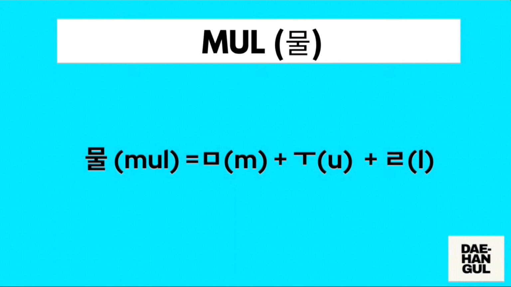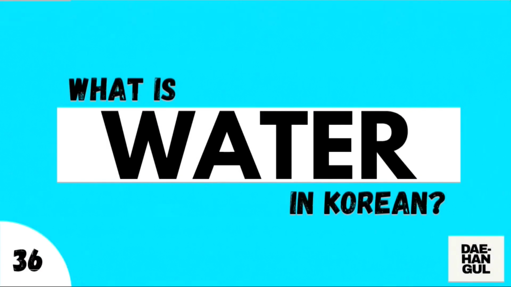How do we write 물 in Hangul? This is very simple because it is composed of just one syllable and just 3 characters. The first character is mieum, the second character is u, and the third character is rieul. And then we just need to combine all these characters to form the Hangul of the word 물. And with that, you already know what is water in Korean.